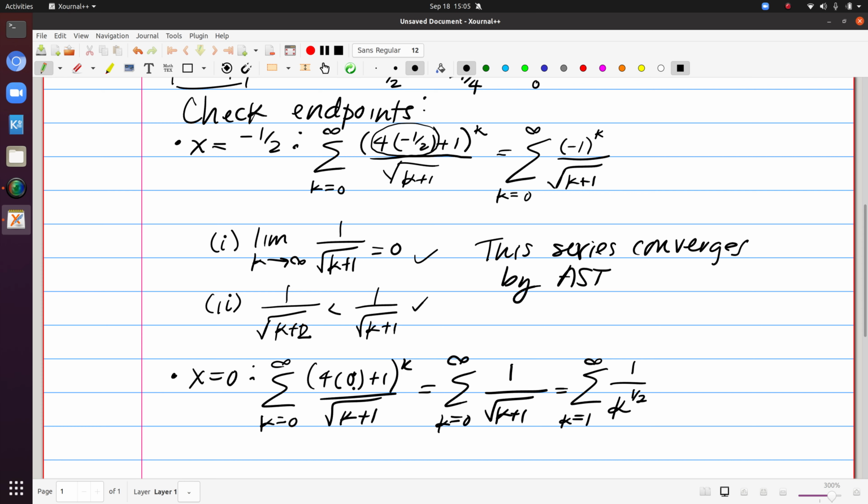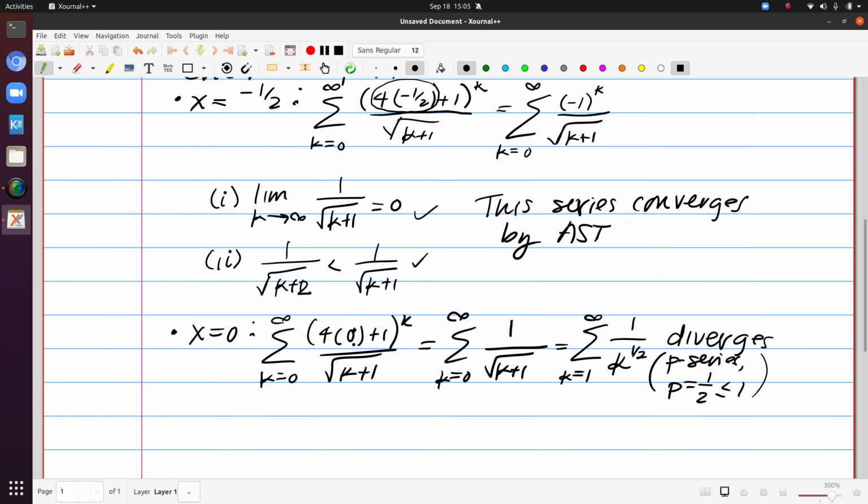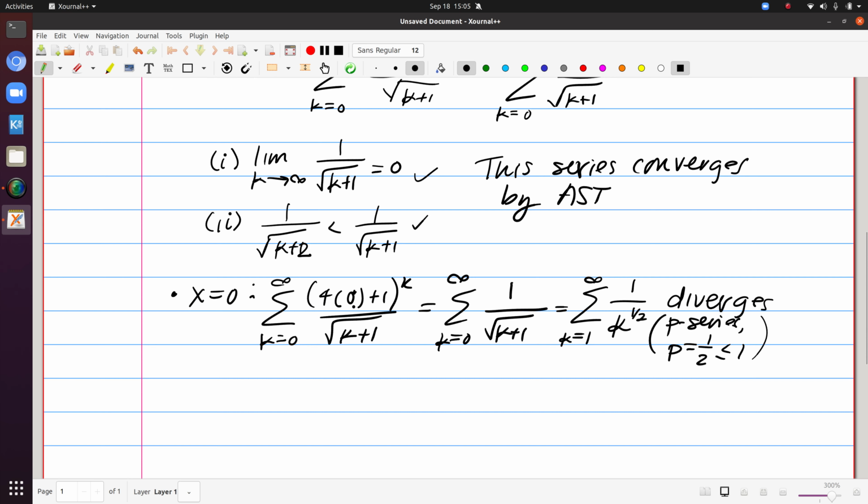Doing so, I can recognize this is actually a p-series. So right away I see that it diverges. And to justify that, again, I want to reference that it is a p-series. And in particular, the value of p is less than or equal to 1. So putting this together, we have an instance where our interval now includes one of the endpoints, but not the other. So here we want to include the minus 1/2, but exclude 0.